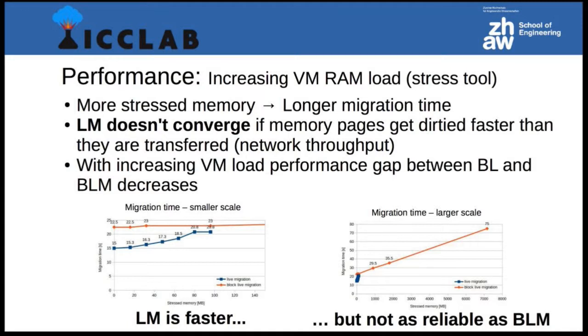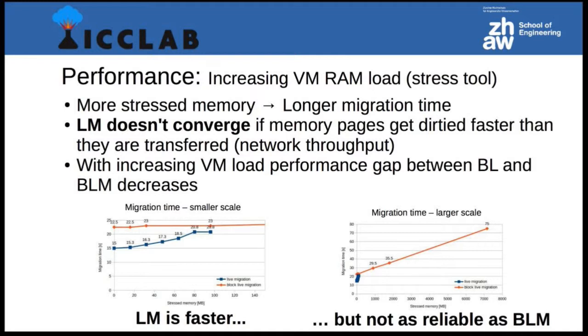So with the increased VM load, the performance gap between live and block live migration decreases. You can see that if you stress an increasing amount of memory, I should start with that. So we use a stress tool to stress some amount of memory on the VMs. And as the amount of stressed memory increased, it led to longer migration time. In the live migration case, we were able to migrate instances up to almost 100 megabytes of stressed memory. Then it wasn't possible because of the issue I described before.